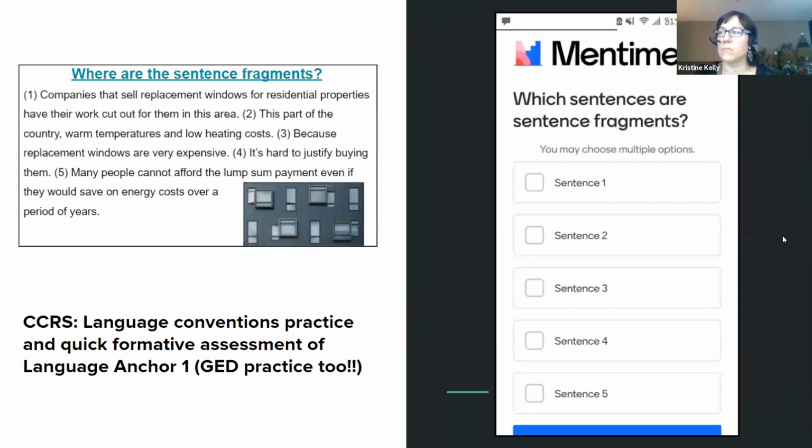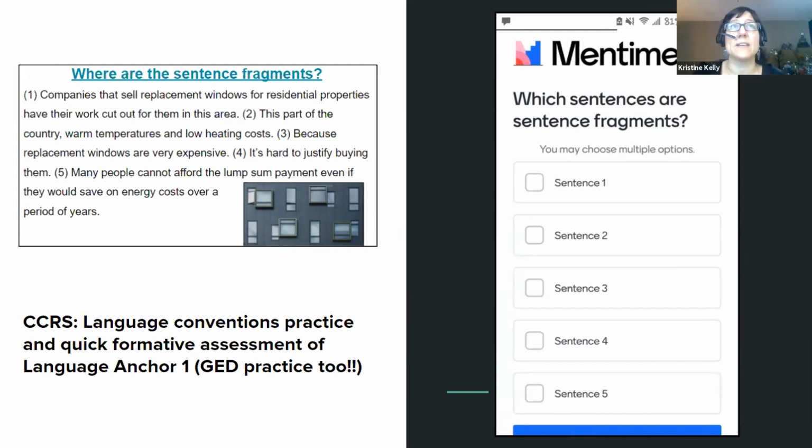So I'm going to show you some really concrete ways of using Mentimeter that I have been using. In these slides, the right side is going to be what students would see on their phones. And on the left side is actually what the slide would look like that I have up for students. And then I make a connection to the CCRS.